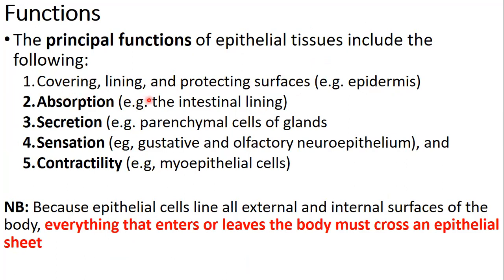Next is absorption. For example, the intestines. When we eat food, we expect that the intestines will absorb useful molecules into blood. And we said all tubes, like the intestines in the body, are lined by epithelial tissue. Next is secretion. All glands in the body, whether they are endocrine, paracrine, or exocrine glands, are formed by epithelial cells. So that's why epithelial tissue performs secretion.